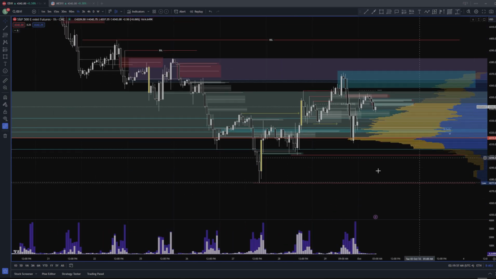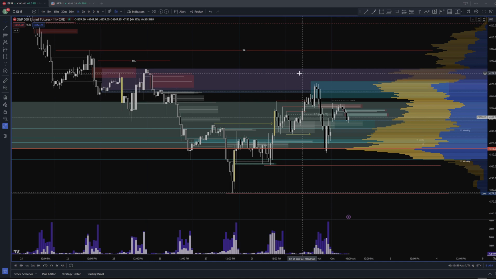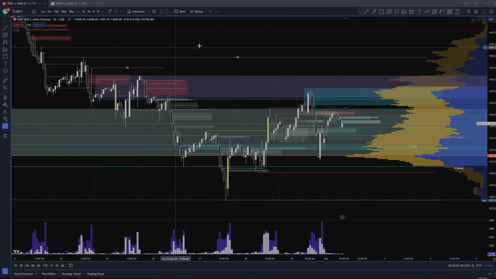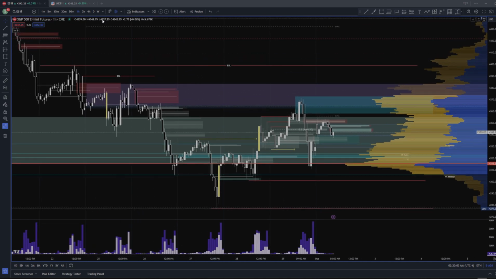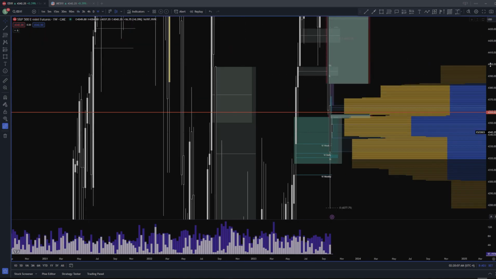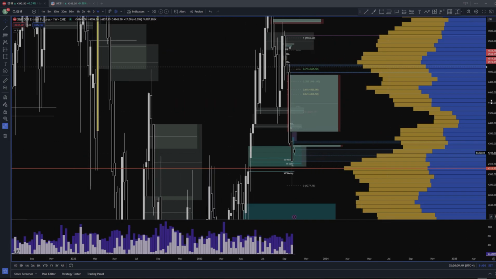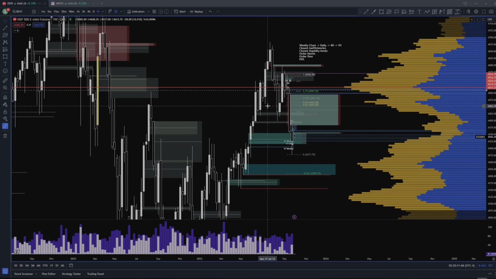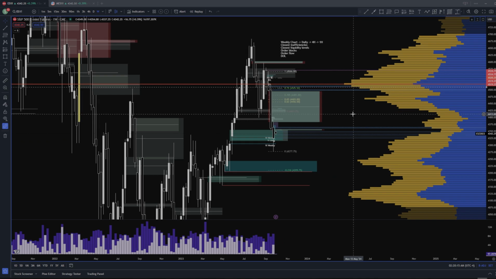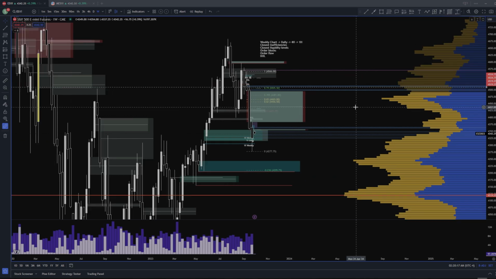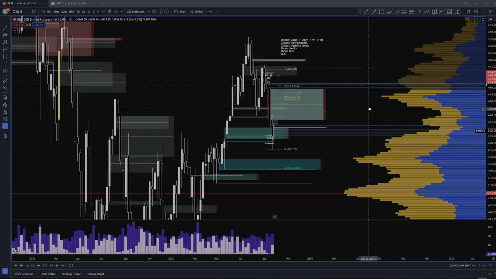Okay, so those are the main inefficiencies and liquidity levels across the time frames. So now you want to determine what is the order flow across all these time frames. On the weekly chart, this is obviously bearish because we have that market structure shift coming down here, and we've been selling off all of September. So October is historically a bullish month. Data shows that October is typically a green month.